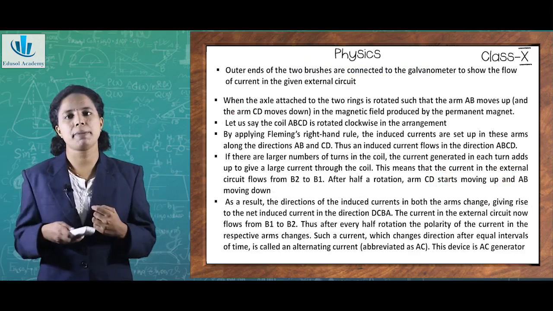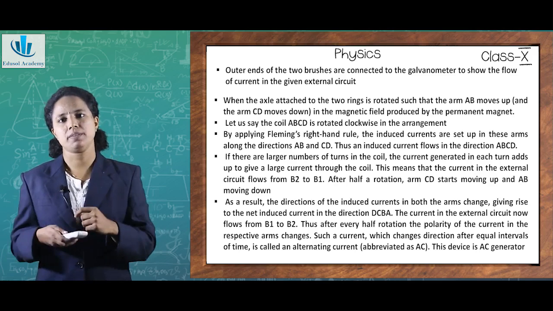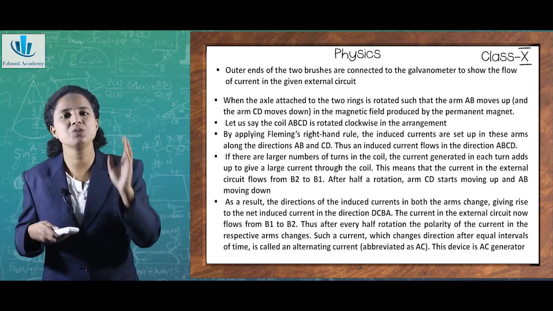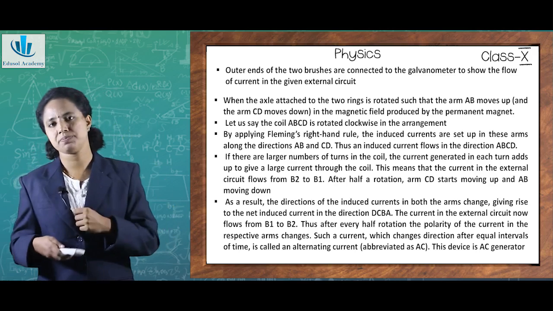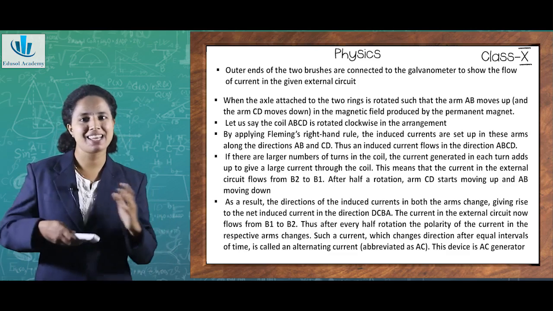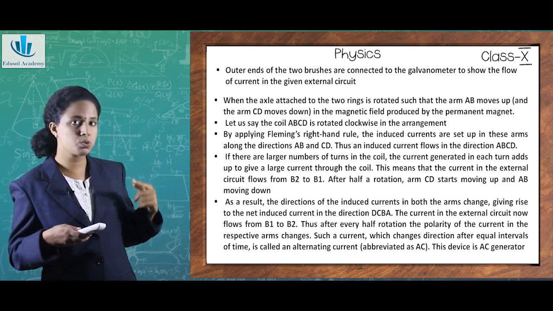So, the brushes, at their outer ends, will be connected to the galvanometer. And why is the galvanometer used? The galvanometer is used to show the flow of current in the given external circuit. We have already said that the axle can be rotated mechanically, isn't it?